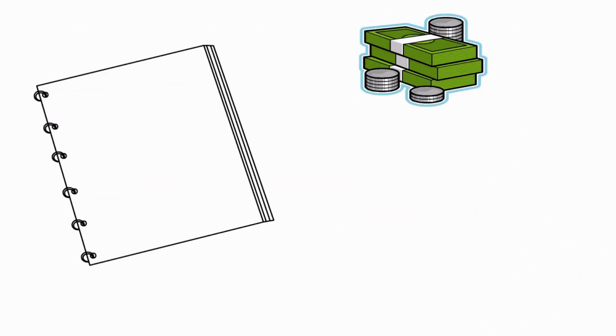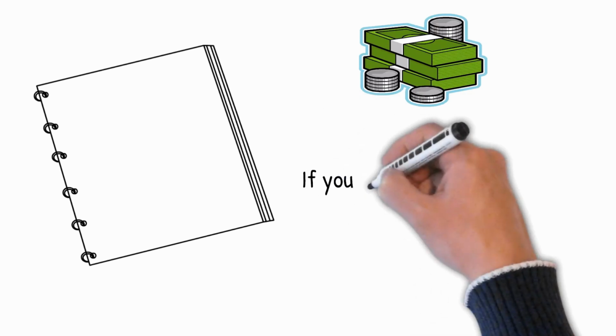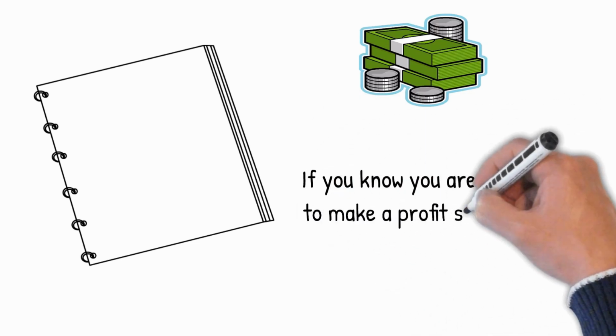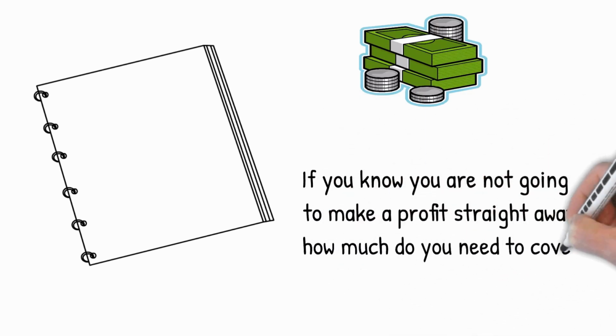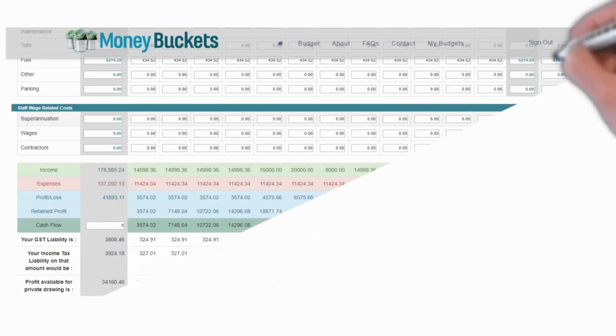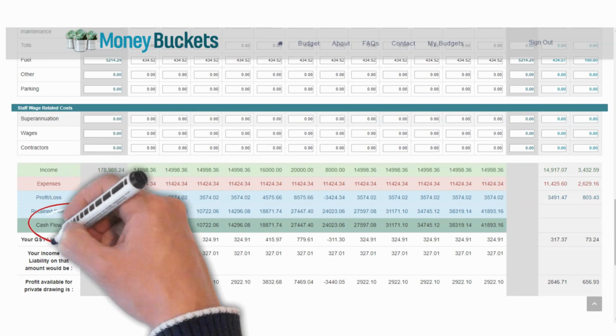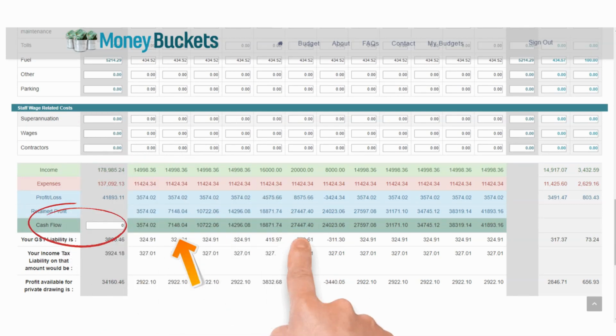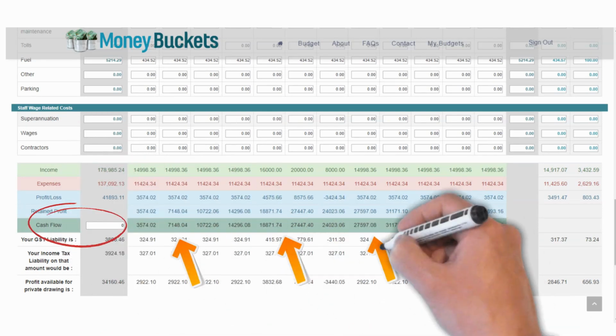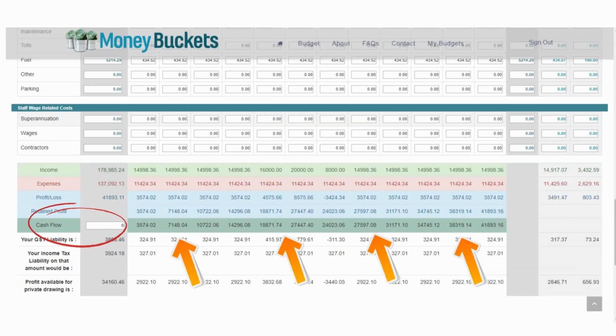You could also use these budgets to plan and see what money you may need to invest into your budget. If you know you are not going to make a profit straight away, how much do you need to cover it? Put your cash position or bank account balance in the first box of the cash flow row. This should give you an idea of what your bank account should look like once the bills have been paid that month and the months going forward.